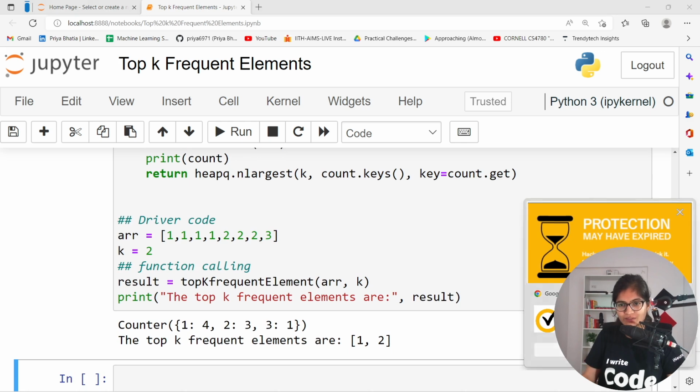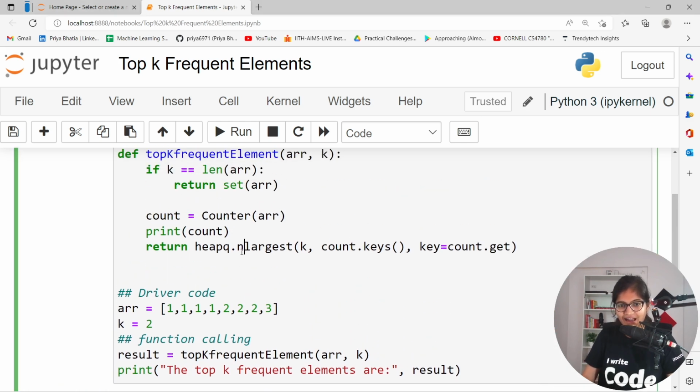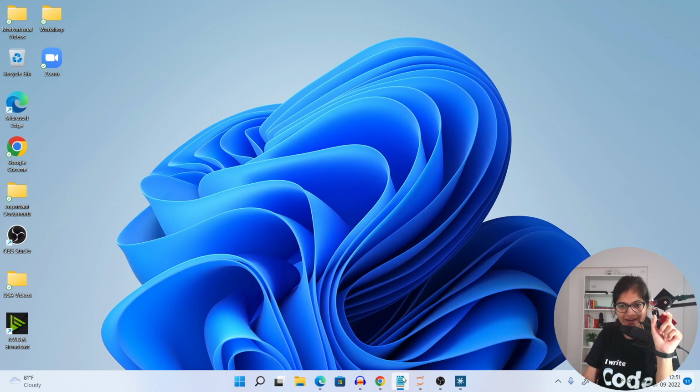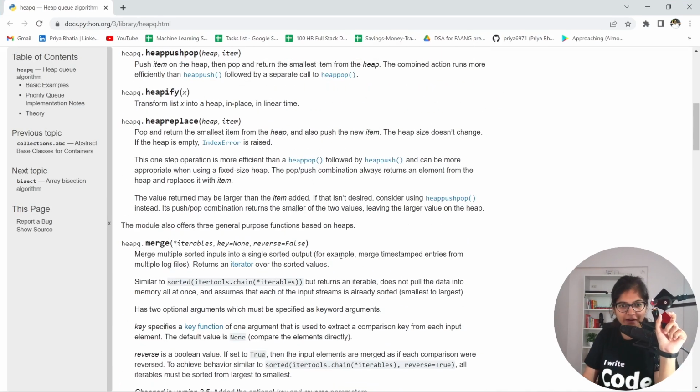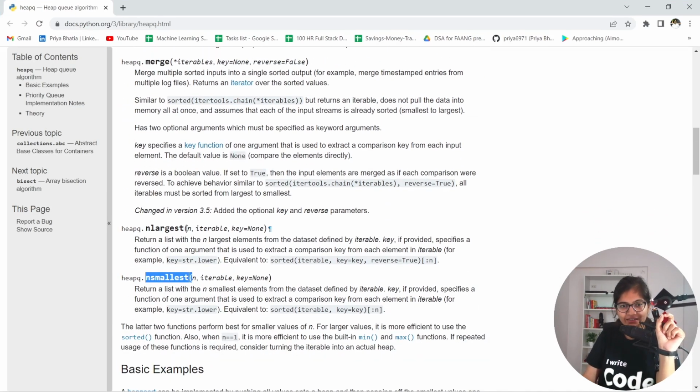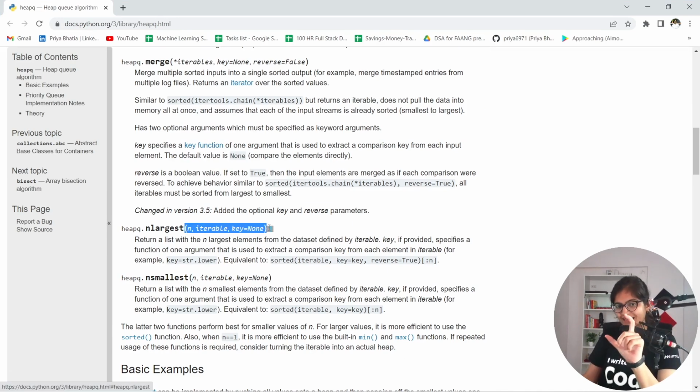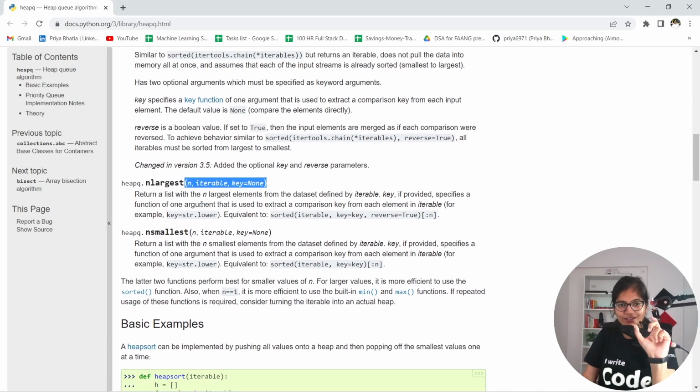Now here you will see that nlargest has 3 parameters. If you observe the documentation, let me redirect you again to the documentation part. This nlargest contains 3 parameters, although key equals None is an optional parameter. If you want, you can define it. If you don't want, it's completely fine. Let's try to understand what these 3 parameters are all about. First of all, n is how many elements you want to print from the data set that you have.